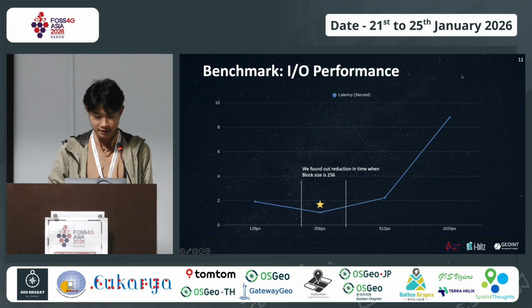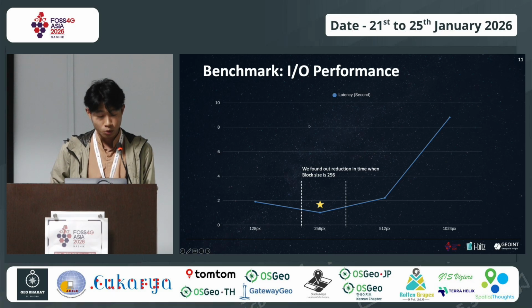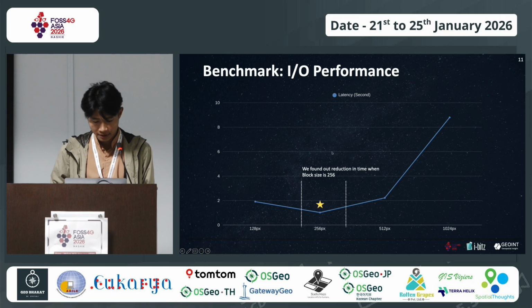Okay, so this is the I/O performance when I use the block size parameter when creating the COGs. This is the latency when I list data from AWS S3. I found a reduction in time when the block size parameter is 256. 256 is the pixel block size of the COG.